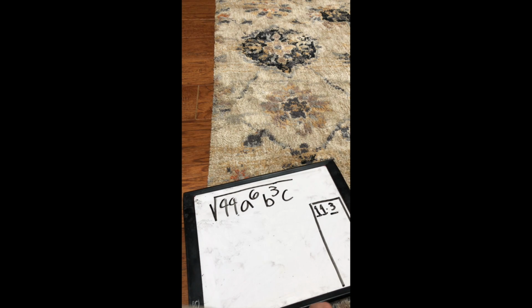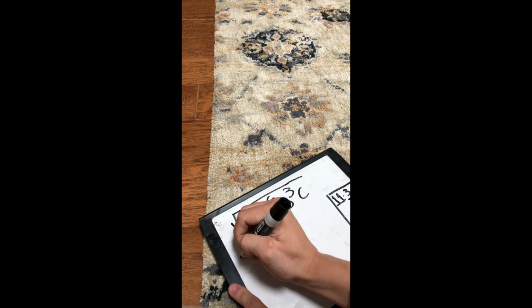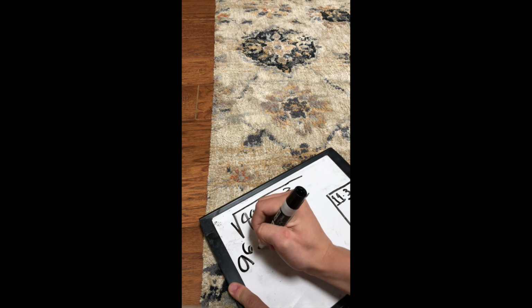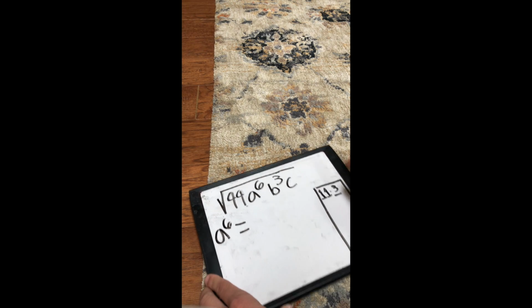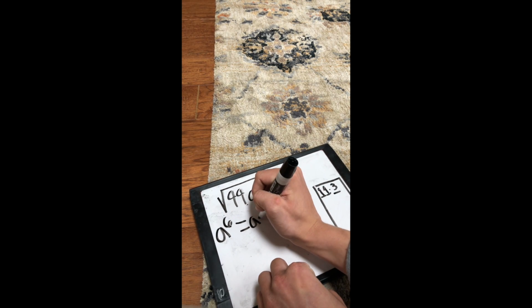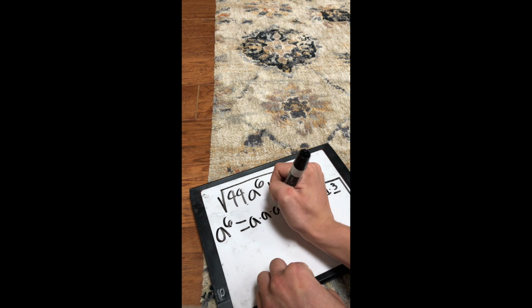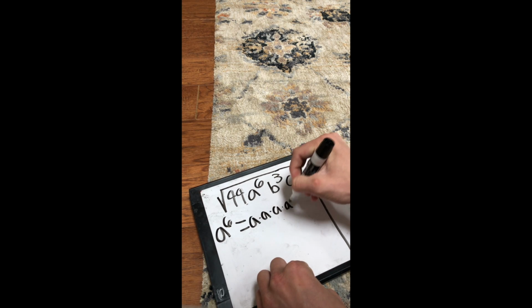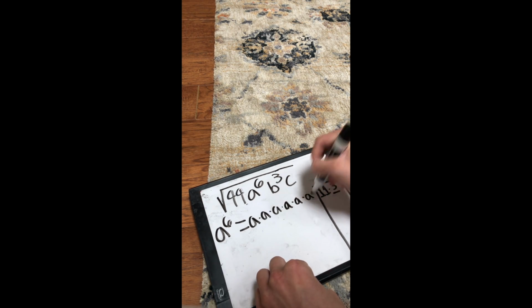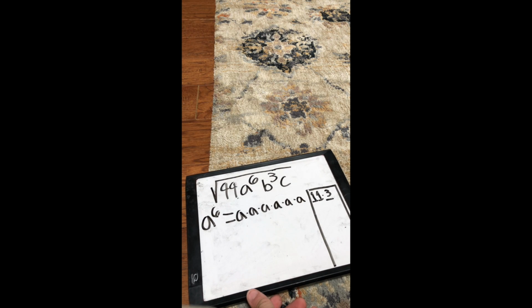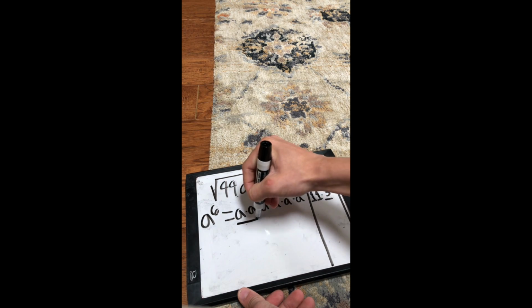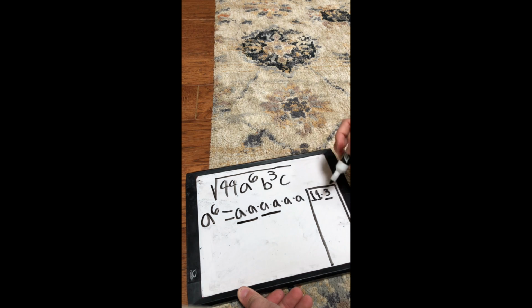The next part that we're going to simplify is our a to the 6th power. So I'm going to write a to the 6th. And a to the 6th power is the same thing as saying a times a times a times a times a times a. Now, again, we're going to look for our pairs. So we've got one pair here, a second pair here, and a third pair here.